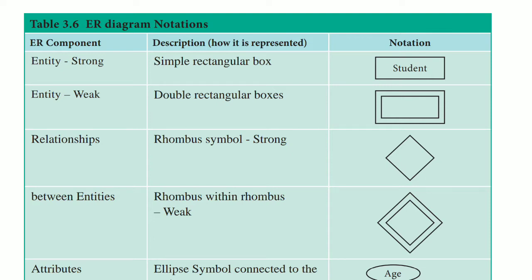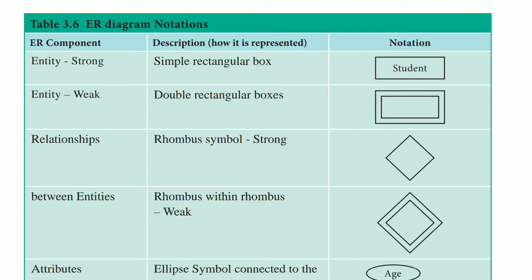Each entity will have some symbol, each attribute will have some symbol, and each relationship will have some symbol. So we'll be seeing them one by one.